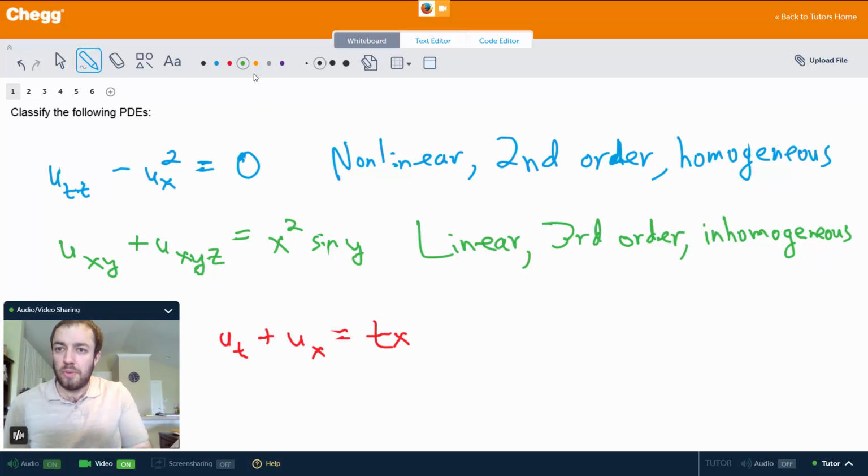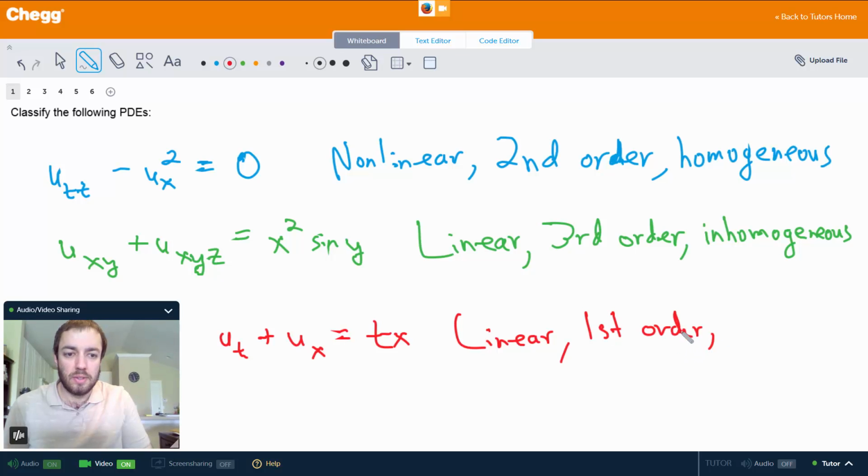Okay, so finally, u sub t plus u sub x equals tx. Again, this is linear because this doesn't involve u or its derivatives at all, and this is clearly linear because it's just a first order partial derivative, both of those. So this is linear. And again, it's first order because there are only two derivatives here, and both of them are first order. So the entire equation is first order. And finally, this is also inhomogeneous because instead of 0, we have t times x. So this is inhomogeneous, or non-homogeneous.